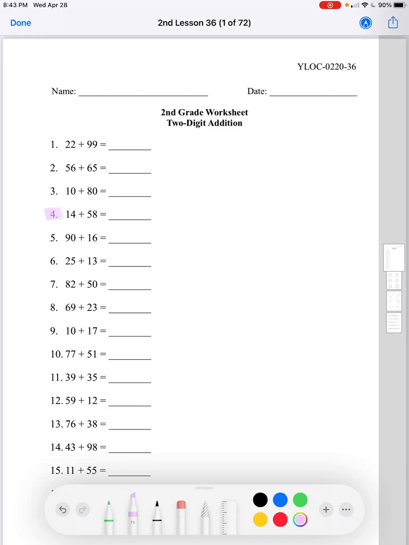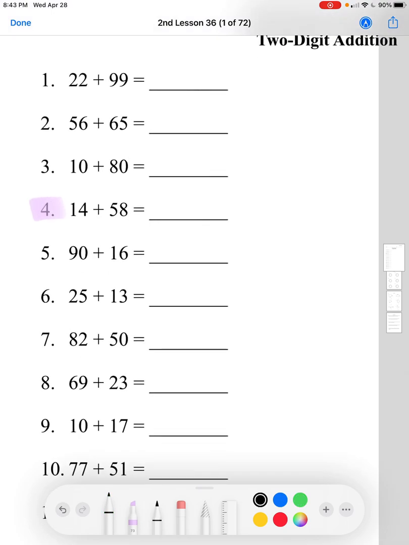Hi guys, today we're going over lesson 36 for second grade. So we'll be starting with two-digit addition. We're just going to be practicing some addition. So we'll just do one example. Number 4, let's do 14 plus 58.